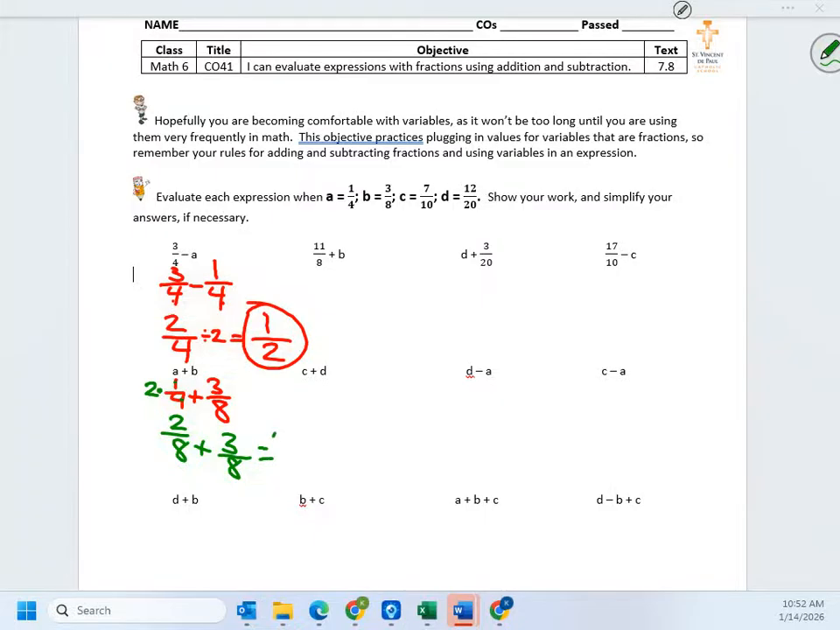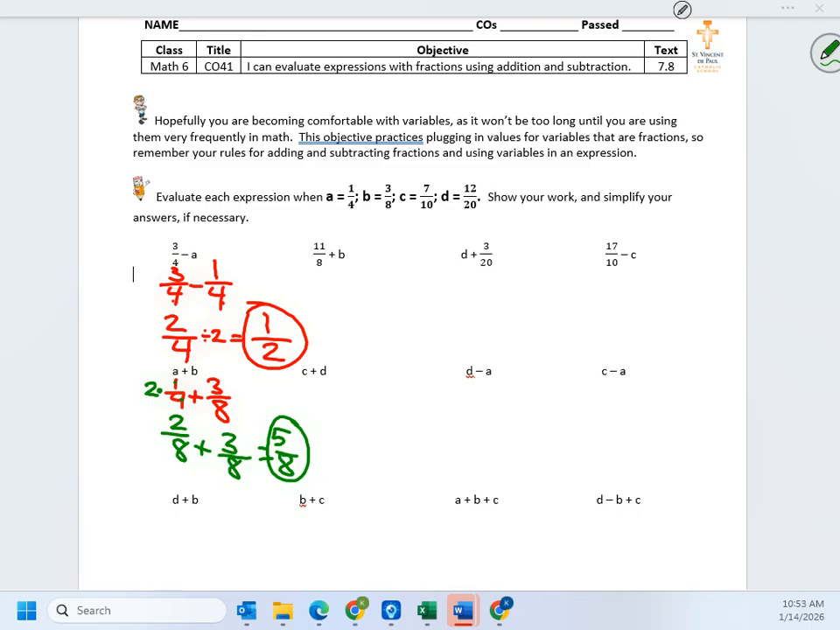2 plus 3 is 5. Denominator stays the same. I need to ask myself, can I simplify 5/8? The factors of 5 are just 5 and 1. That's all I can divide out. I can't divide 8 by 5. So there's nothing I can divide out of both the 5 and the 8 at the same time. So I am as simple as it gets, and my answer is 5/8.